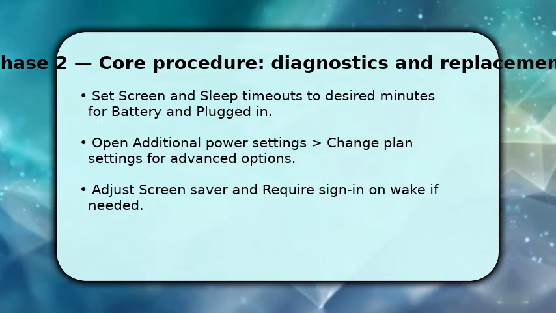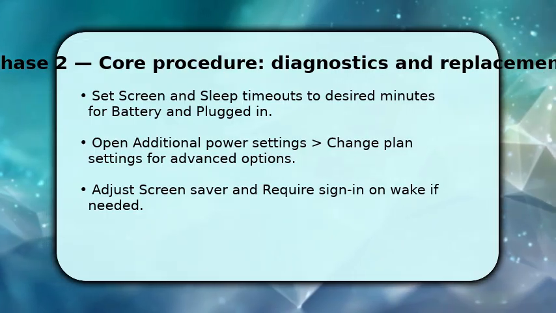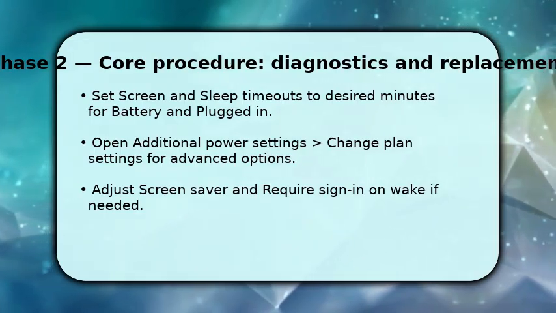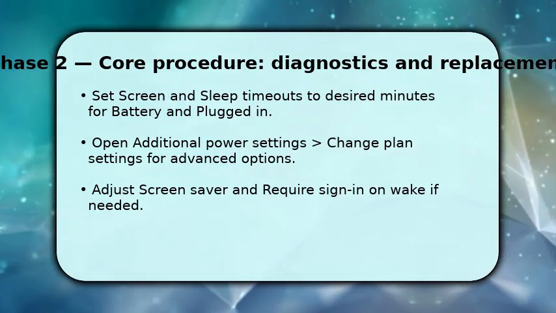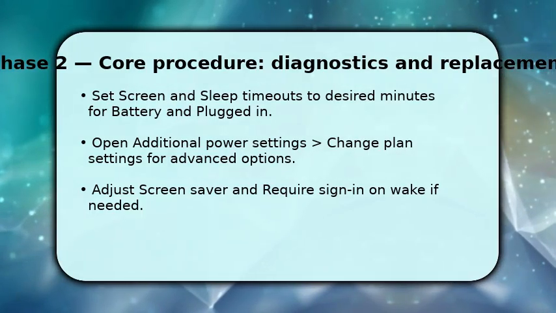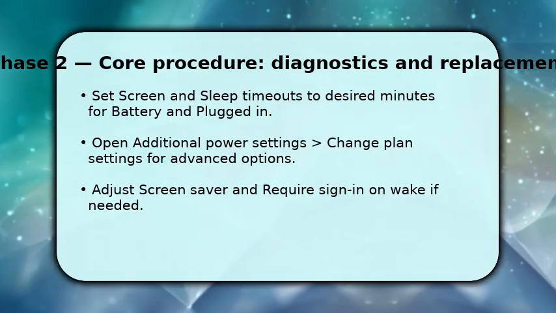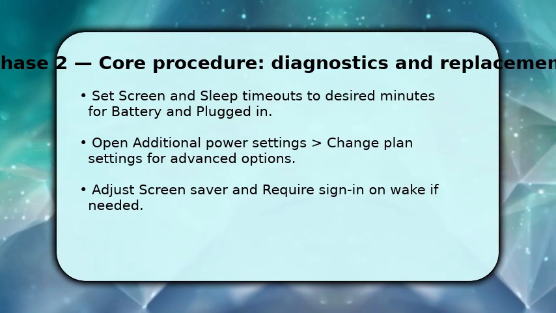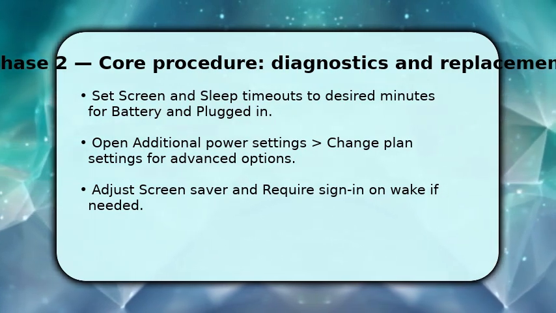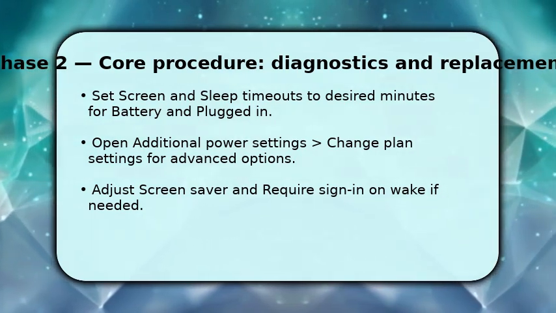Then, click Additional Power Settings and change plan settings to access more granular options, such as lid close behavior and multimedia settings. Change Allow the computer to stay active when sharing media. Also, check Display Screensaver and the Require Sign-in on Wake options. These interact with timeout settings and can lock or darken your screen unexpectedly.